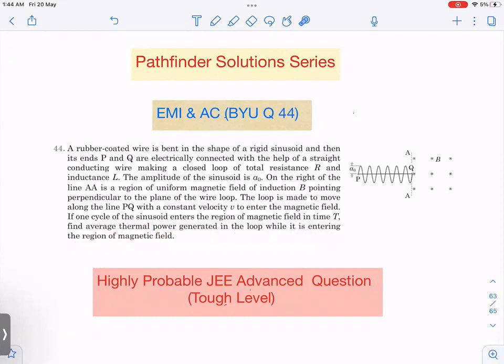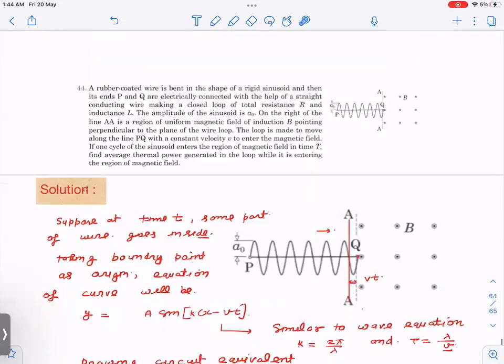So it's a very good question, and it is very highly probable this can come in this year's JEE Advanced. So let us see how we approach this.